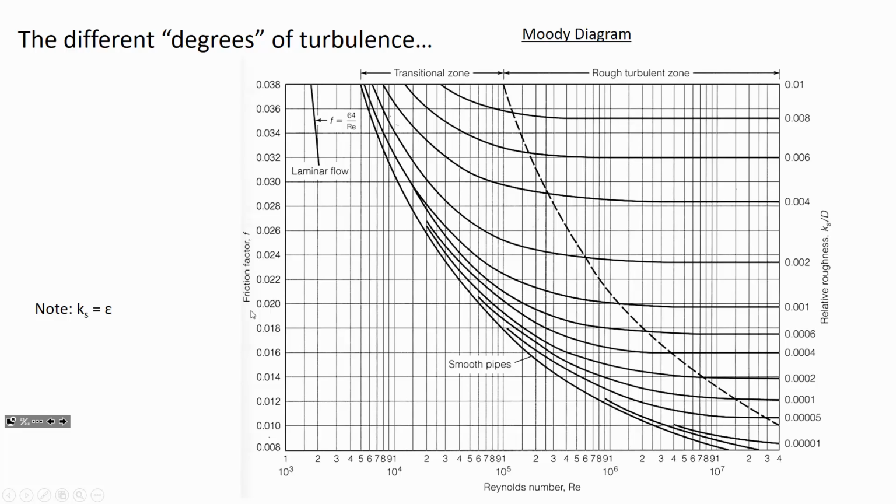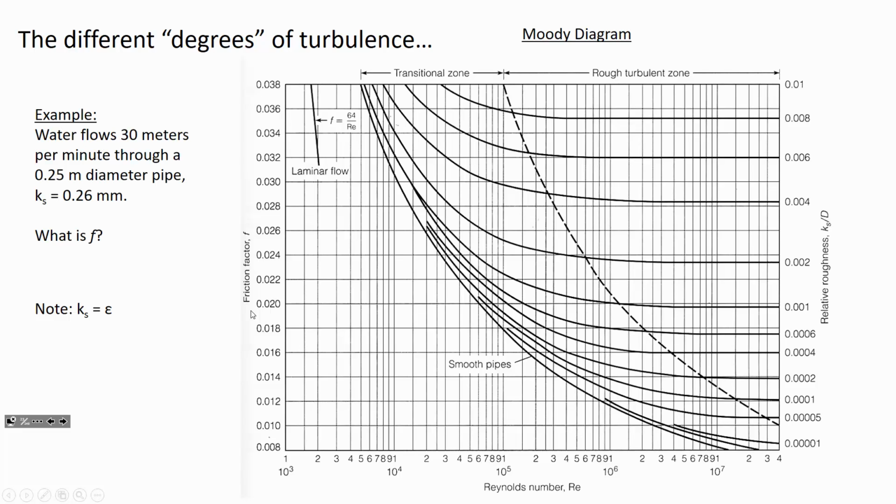The first thing that you do in a calculation like this, let's say that we have a velocity given, 30 meters per minute, and so that's the velocity of flow. The diameter of the pipe is 0.25 meters, and the K sub s, sometimes that's also called epsilon, that's the equivalent sand roughness, is 0.26 millimeters. So what you do is you calculate the relative roughness, so the ratio of the K sub s to D, and you find out which of these curves you're going to follow.